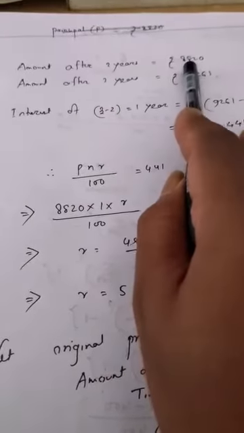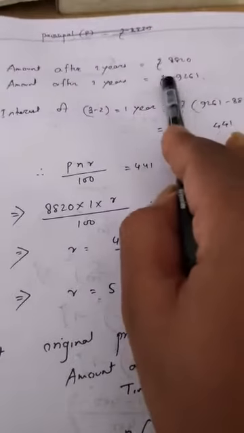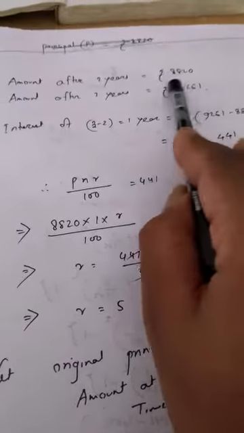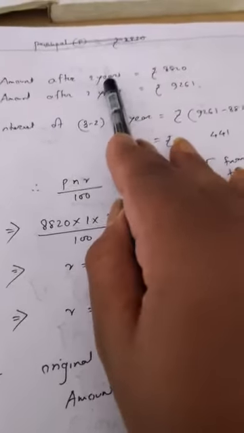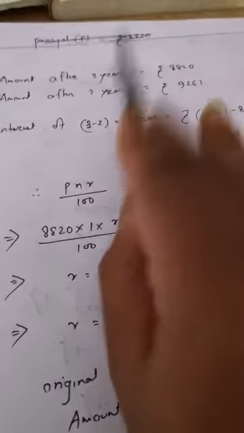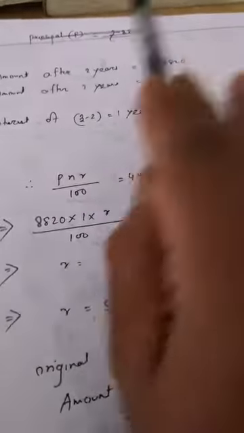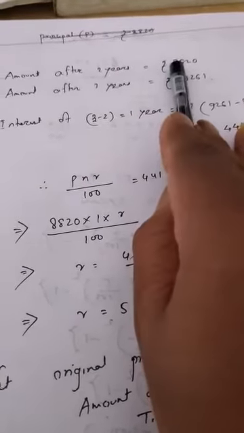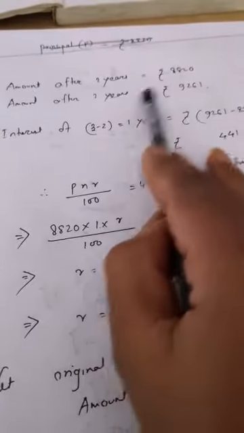Means principal at the beginning of the third year is 8820, which is the amount at the end of 2 years. And the amount at the end of 3 years is 9261. That means there is a gap of 1 year. At the end of 2 years this is actually the amount, but if you consider the beginning of the third year, this is your principal.